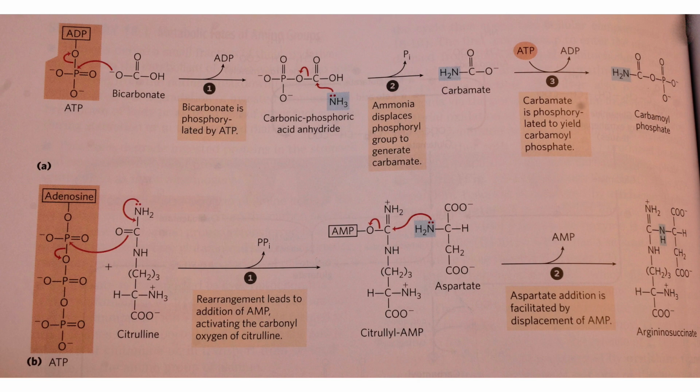here. And then this carbamate ion is phosphorylated, and this yields carbamyl phosphate, which is here. So you get attack at this point, and phosphate group attached to this point. So you have carbamyl phosphate right here.